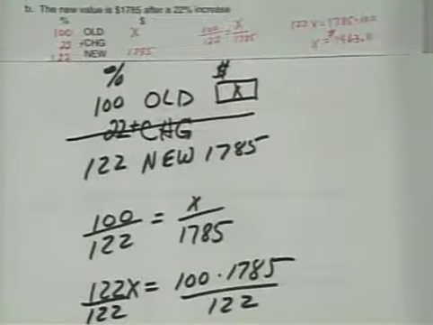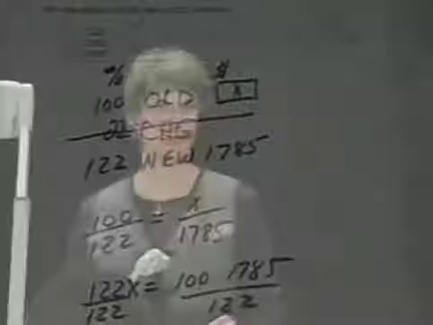I got $1,463.11. Any questions in general about the model that we're using? If someone was asking you to give them the change, and you had the old and information about the change, you realize you could just draw a line through new and come up with the amount of change by using that same proportion. Okay. All right, let's look at some applications then.